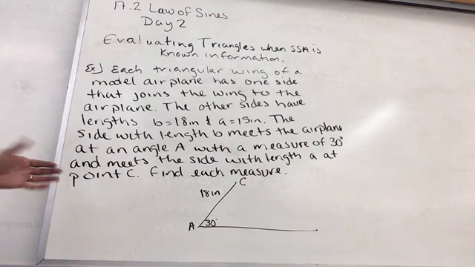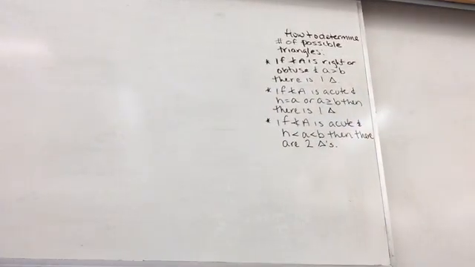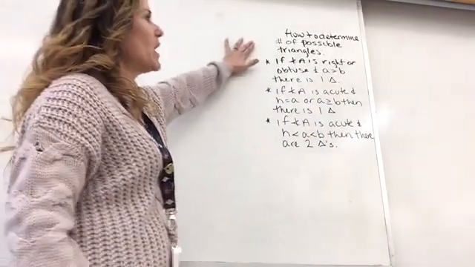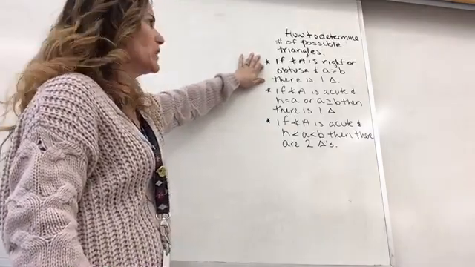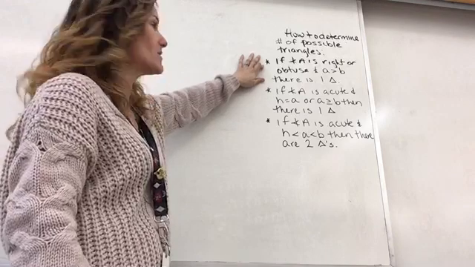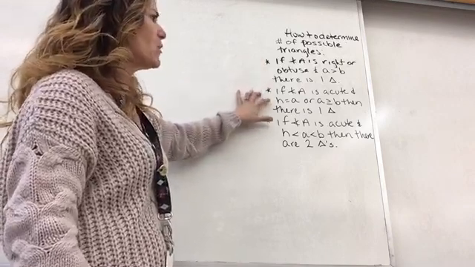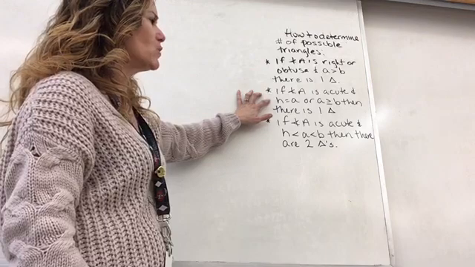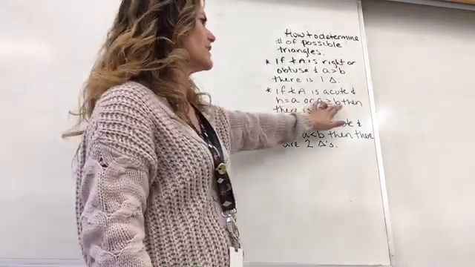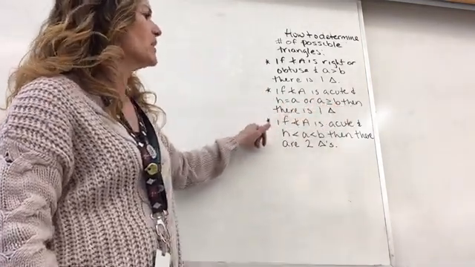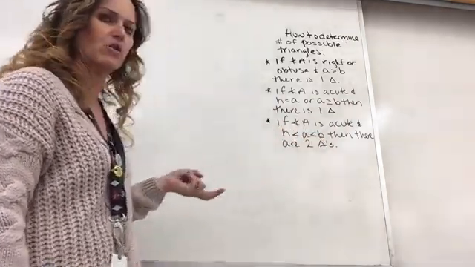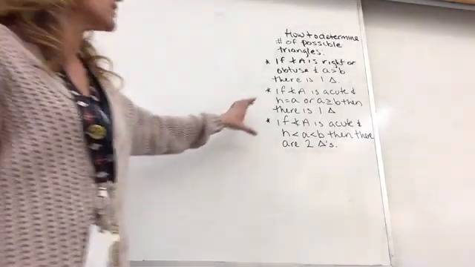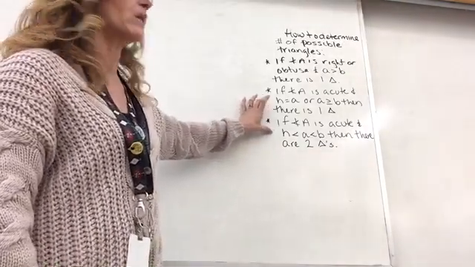Since A is acute, if we actually come all the way down to the other end of our board real quick and look, to determine the possible number of triangles, if A is right or obtuse, then we follow this rule. But A is 30 degrees, so that makes it acute. And so we have to figure out what H is, because if H is equal to A, or side A is greater than B, then there's one triangle. But if A is acute and A is between H and B, then there's two possible triangles. So the bottom line is we know that A is acute, we have to figure out what H is.